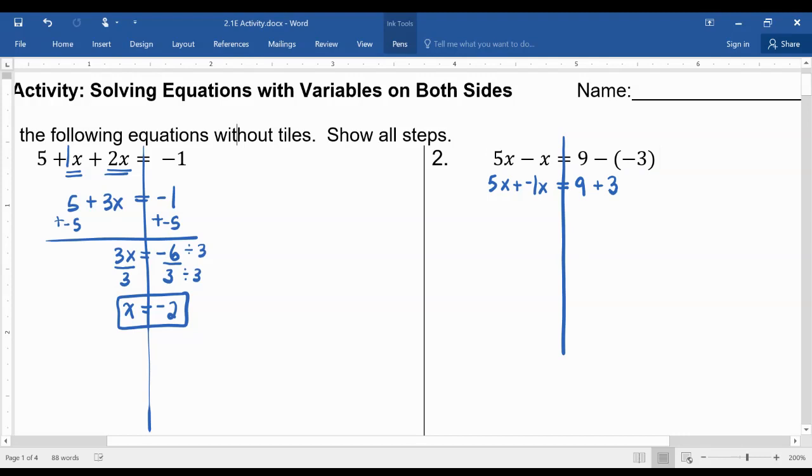All right, next step that applies is combine like terms. We're going to combine these. They need to be on the same side, and we're also going to combine these. So we get 4x equals 12.